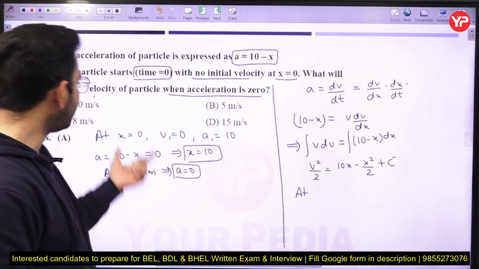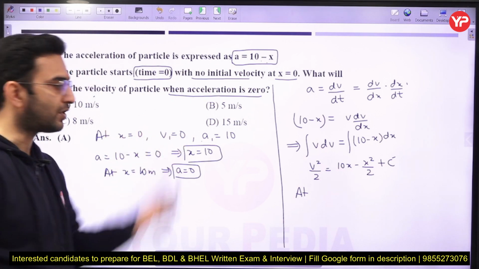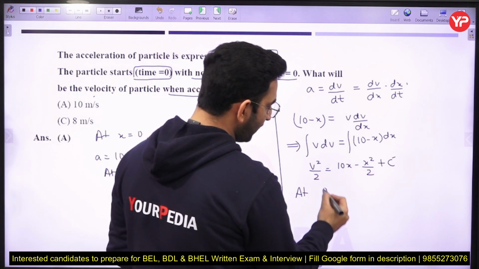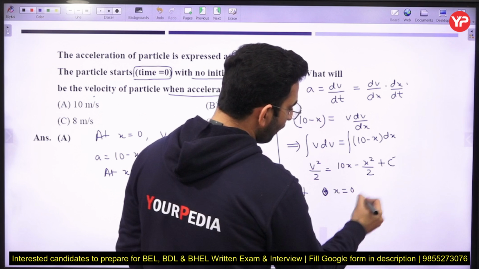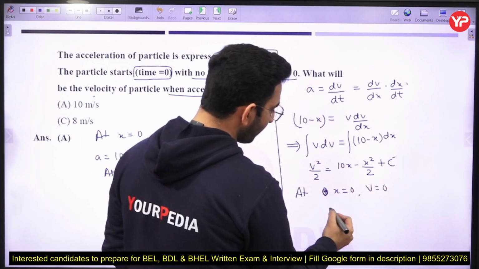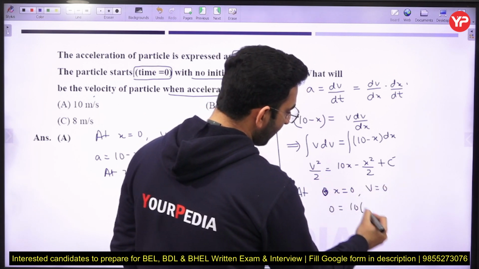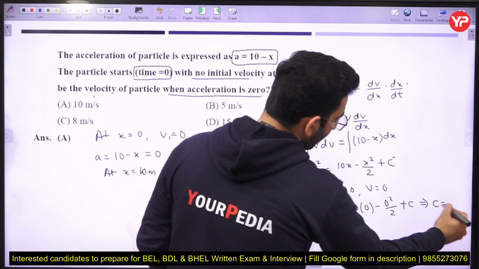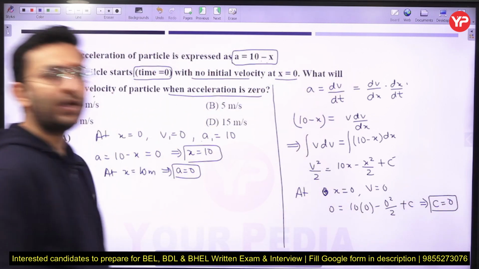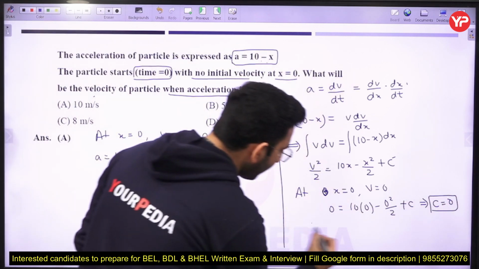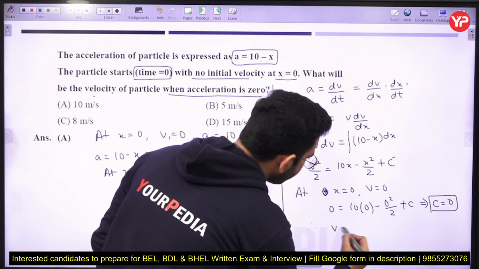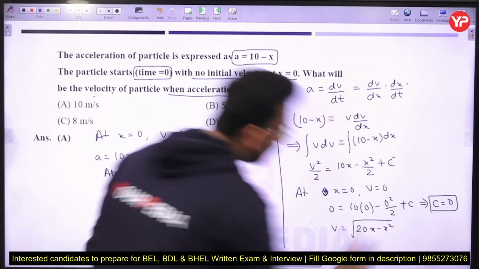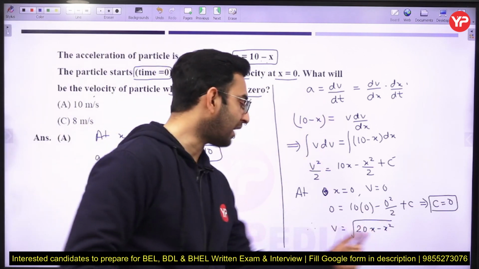Here we have a boundary condition, that at x equal to 0 we are going to have 0 velocity. So if you put the value of x as 0, you are going to have 0 velocity. At x equal to 0, v is going to be 0. So we can say 0 is equal to 10 multiplied by 0 minus 0 square by 2 plus constant. From here you can see the value of the constant is coming out to be 0. Therefore I can write the velocity will come out to be the square root of 20x minus x square. That will be the relation between the displacement and the velocity.